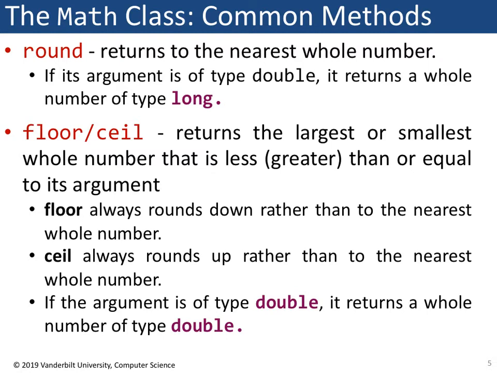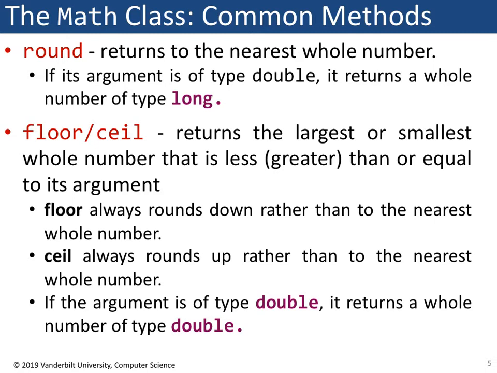So it returns the largest or the smallest whole number that is less than or equal to its argument in the case of floor. In the case of ceil, it returns the smallest whole number that is greater than or equal to its argument. So floor always rounds down, ceil always rounds up.